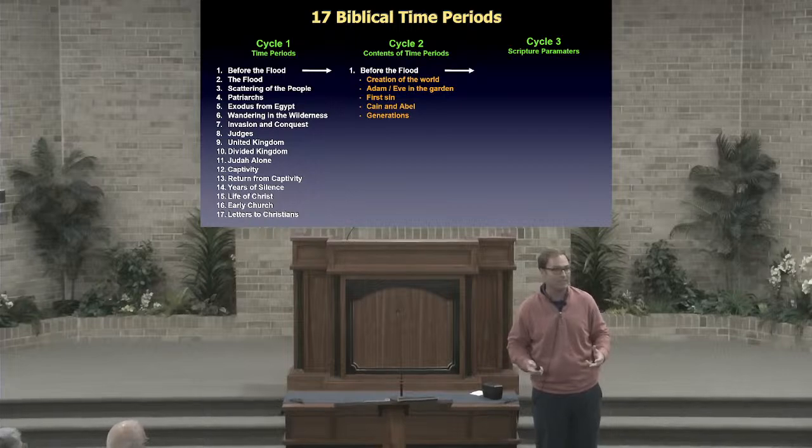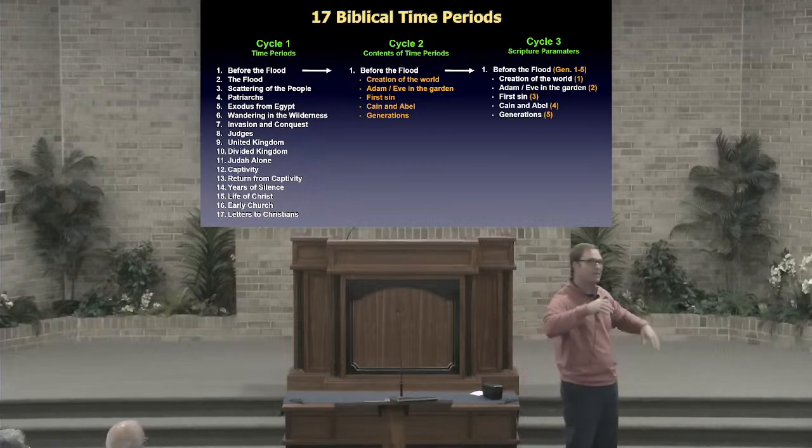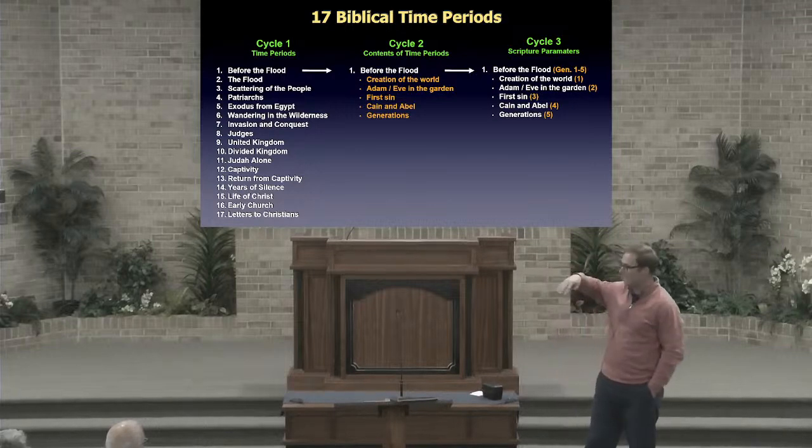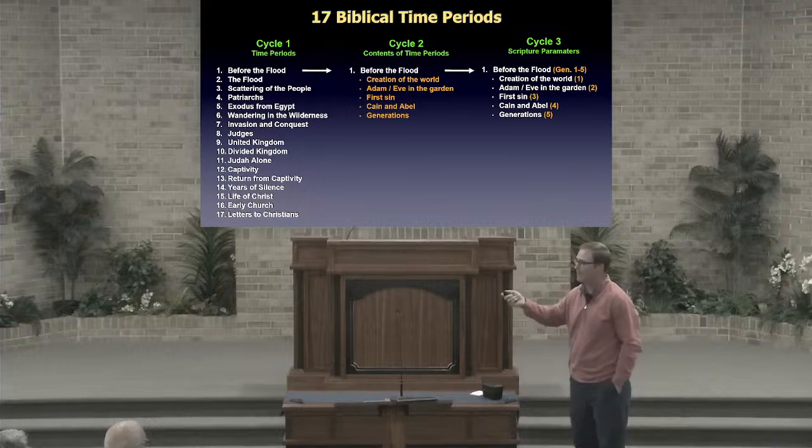So that would look like this. We go before the flood. Here's all of those 5: creation, Adam and Eve, first sin, Canaan. Here's those 5 categories from cycle 2. And now, new information in orange. Now we're just adding the scriptural parameters to it.